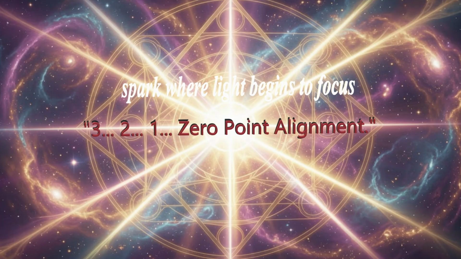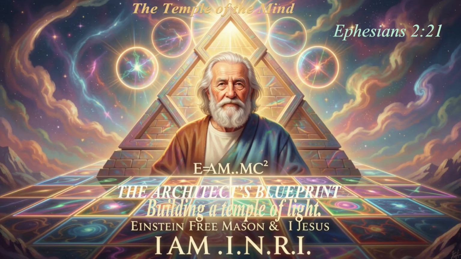Spark where light begins to focus. 3, 2, 1. Zero-point alignment. 0.1 The architect's blueprint. The cover: the moment that cosmic energy hits the Yakima grid. That ends this second image. The zero-point alignment from the nebula has successfully landed.